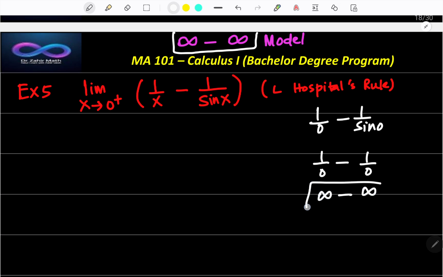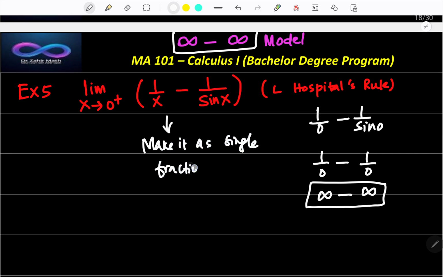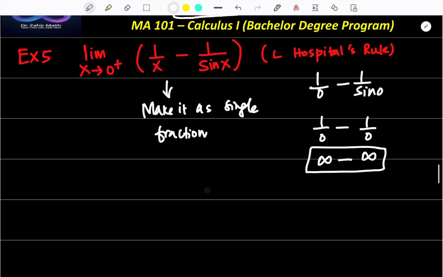Infinity minus infinity. Can you see that? Yes. If it is like this, make it as a single fraction. How to make it a single fraction, teacher? Just take the LCM. That's it.